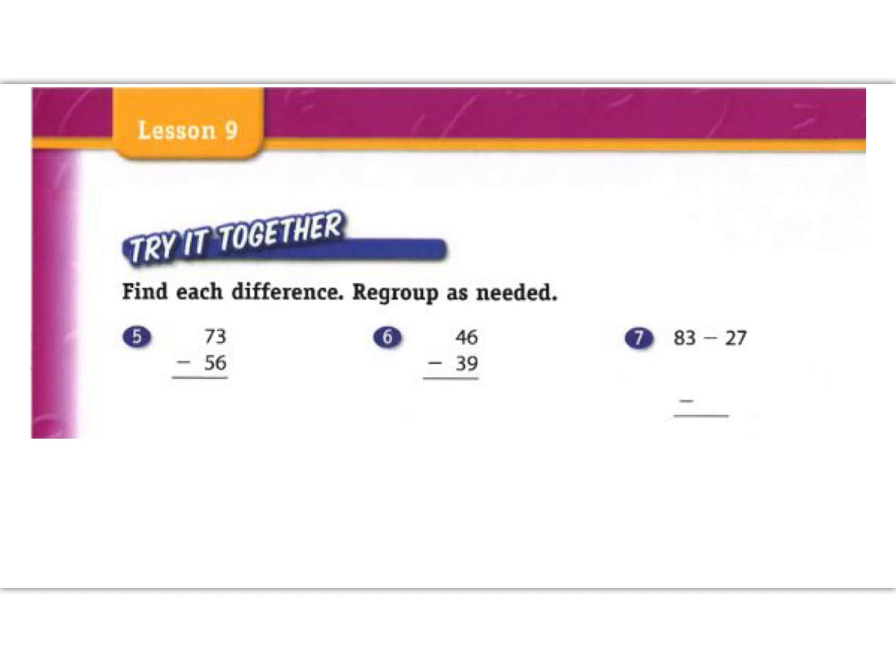Okay, we're going to regroup if we need to on these. We'll practice these together. 73 minus 56. Well, there's more on the floor here, so we've got to go next door and borrow 10. Take 10 more. So instead of 7, we have 6, and we're going to bring that 10 over here to make 13. 13 minus 6 is 7. 6 minus 5 is 1.